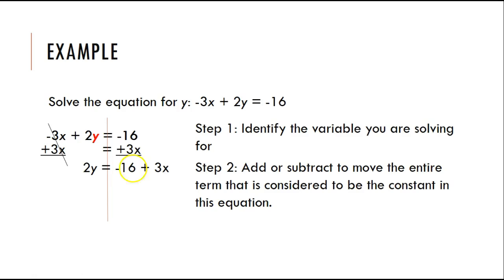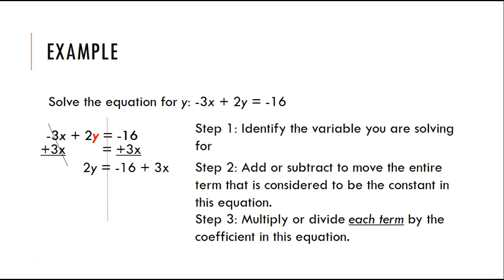And yes, it's okay to write 2y equals 3x minus 16 or 2y equals 3x plus negative 16. Those are all the same equations. Now, we're not done yet because, again, remember, the goal was to solve the equation for y, which means we want to get y by itself. So the very next thing we have to do is to multiply or divide each term by the coefficient in this equation. So if y is our variable, that means 2 is our coefficient, and we still have 3 different terms in this equation. So I'm going to divide every single one of those terms by 2.